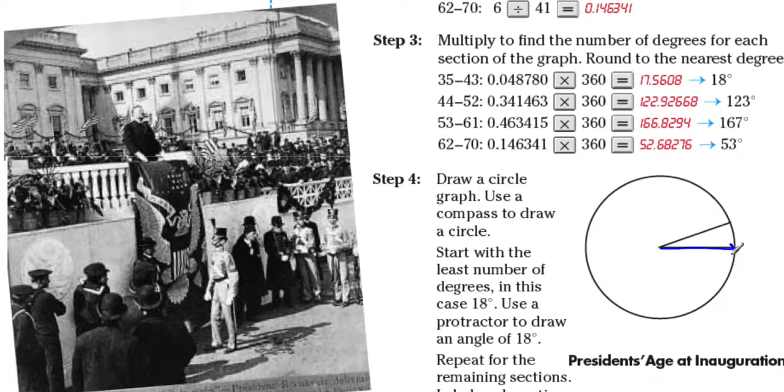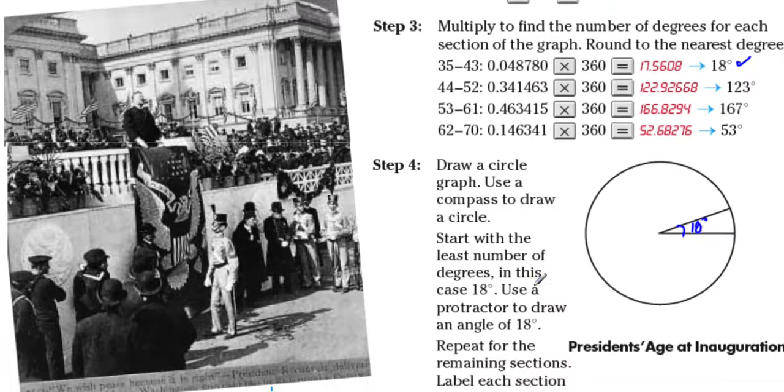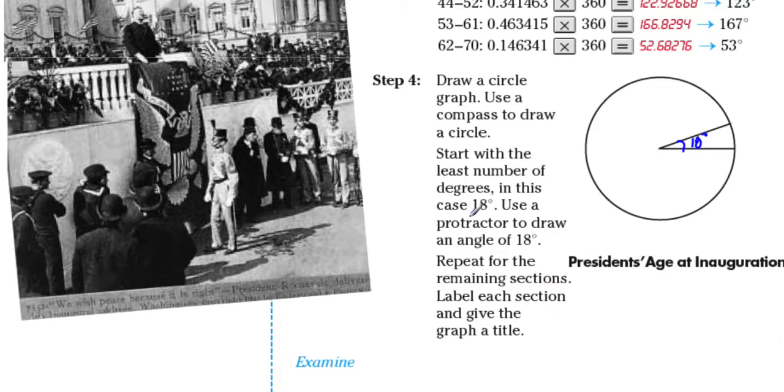After drawing a segment, not a line, my bad. So after drawing that segment from the center to that side, you measure 18 degrees because that's the least number right here. So this should be around 18 degrees. And after that, use a protractor to draw an angle of 18 degrees. That's what we did there. Repeat the remaining sections, label each section, and give the graph a title.